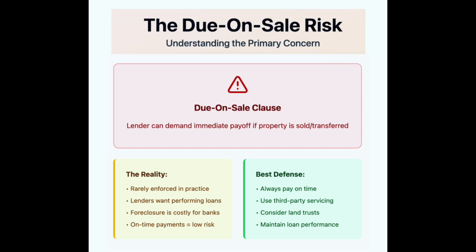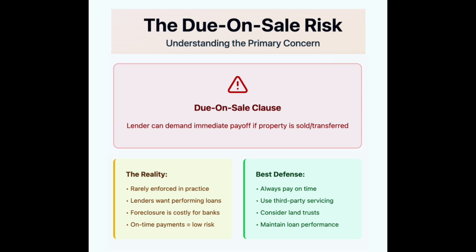So the number one defense against triggering that due on sale clause is simply keeping the loan current, always paying on time no matter what. Absolutely. Consistently making timely payments through that third-party servicer is the single best way to remain off the lender's radar and avoid giving them any reason to look closely or enforce the clause. And you mentioned the land trust earlier. That's another potential mitigation tactic. Yes, and as we discussed, using a land trust to hold the title is a strategy some investors employ. The idea is it may reduce the visibility of the ownership change to the lender compared to putting it directly in your personal name. It's not a guaranteed shield, but it's a layer some find useful.